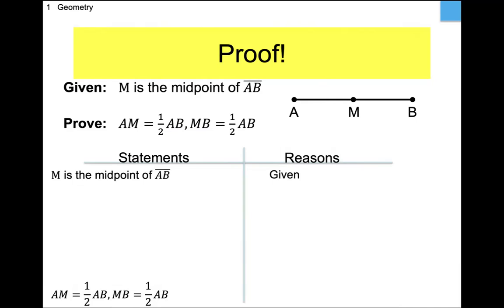So let's see what we got. Well, if we think about where we're going, a statement about segment lengths AM and MB, we should probably have some statement that involves AM and MB. And if I look at that, we got our classic segment addition postulate, which states that AM plus MB equals the whole darn thing. That sounds like a good place to start.